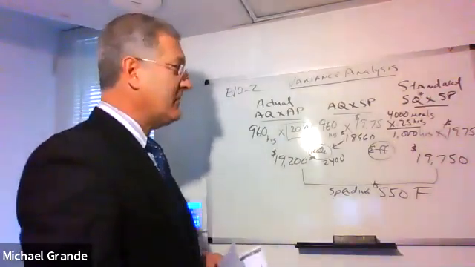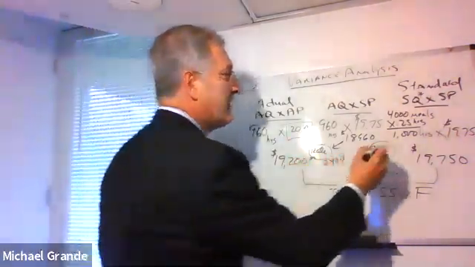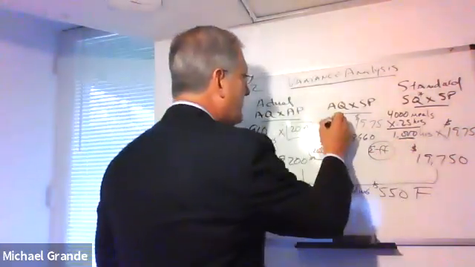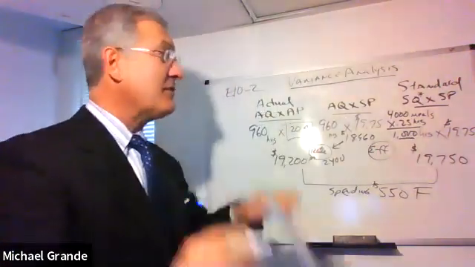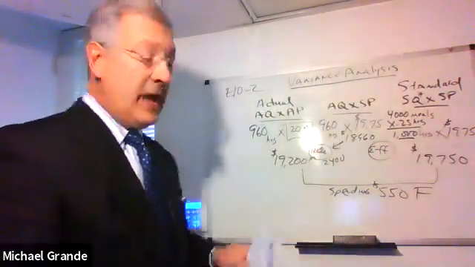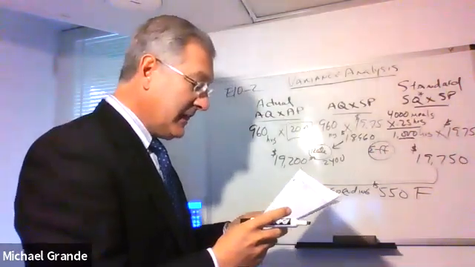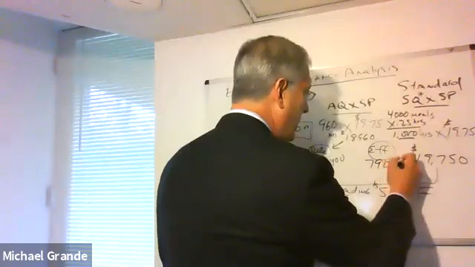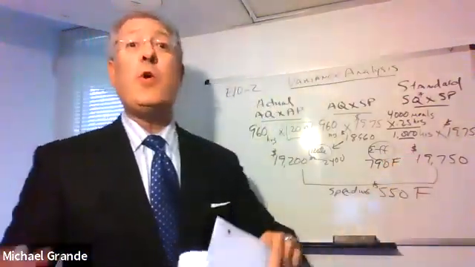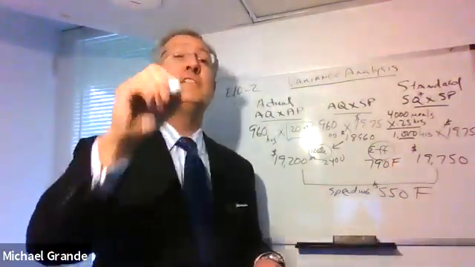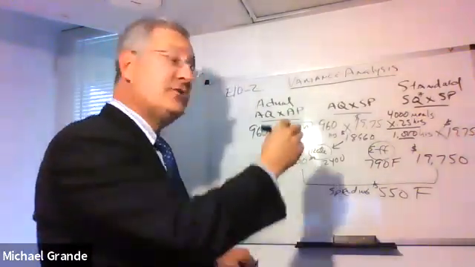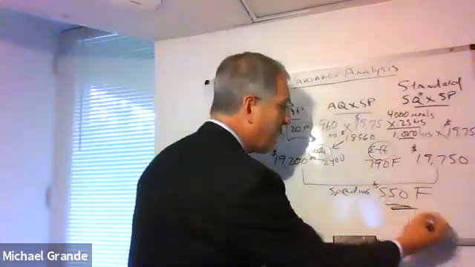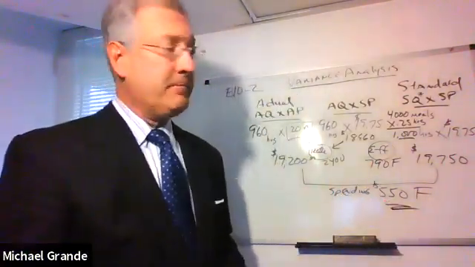But what about the efficiency variance? Well, the efficiency variance, they should have used 1,000 hours. They actually used 960 hours. That's a 40-hour savings. At $19.75, this is a $790 favorable variance. They were efficient, and they were efficient enough to justify paying them 25 cents more an hour. Why? Because the overall variance is favorable.